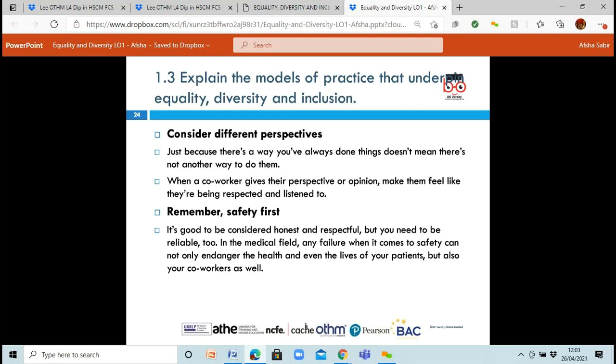And then safety first. It's good to be considered honest and respectful, but you also need to be reliable too. In any sort of medical field, any failure when it comes to safety can endanger the health of your patients. So you need to make sure that you're filling out your records correctly, and you're not leaving things lying around that can be harmful. Just be aware of the hazards around you.